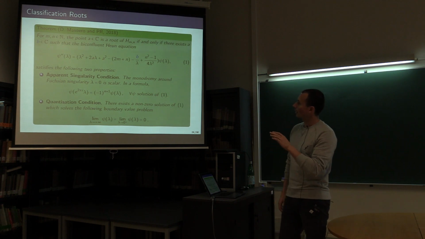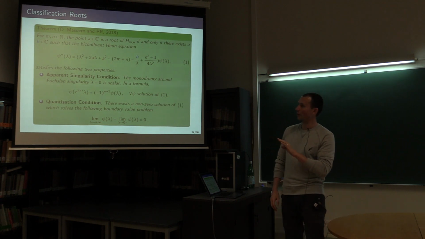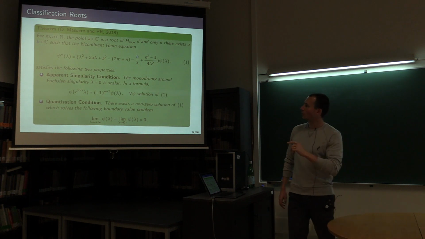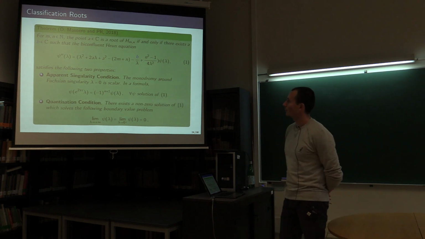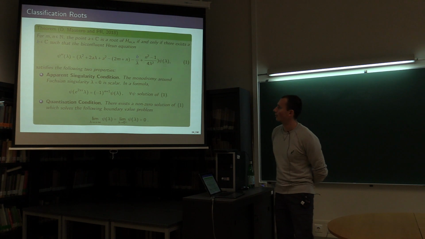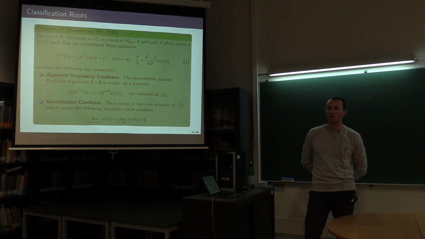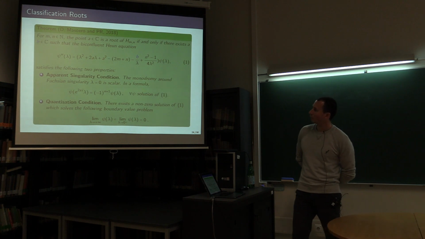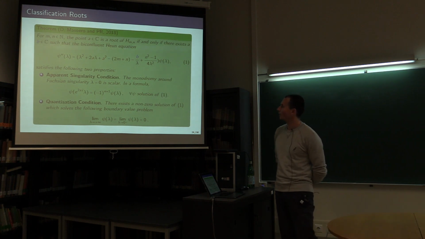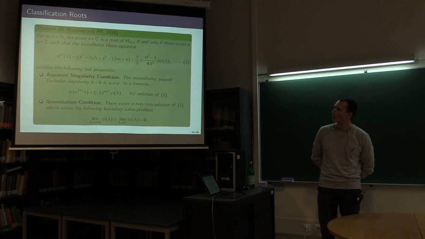So the first is the so-called apparent singularity condition. If you look at the equation, it has two critical points: lambda equal to infinity and lambda equal to 0. And lambda 0 is a Fuchsian singularity, and it's a resonant Fuchsian singularity.